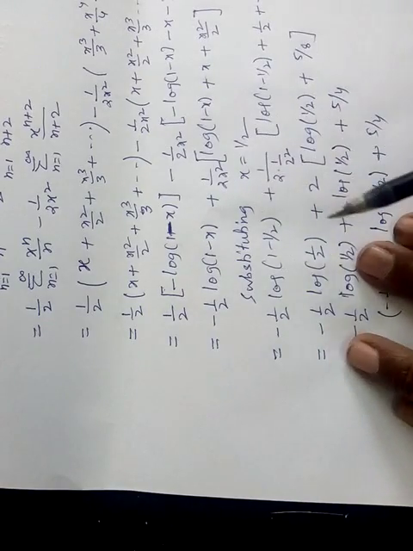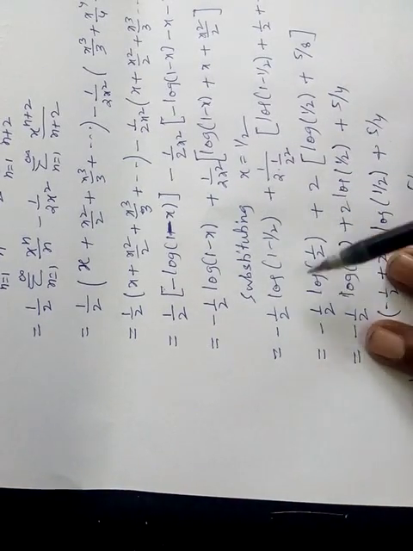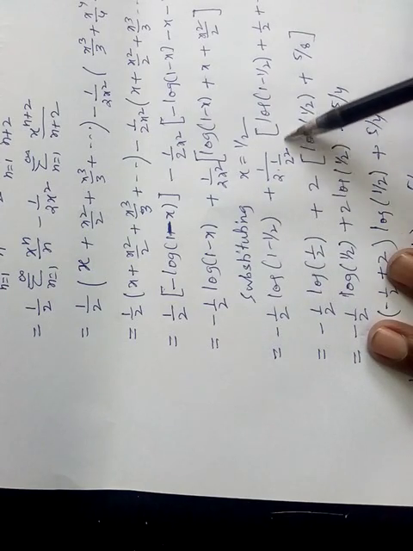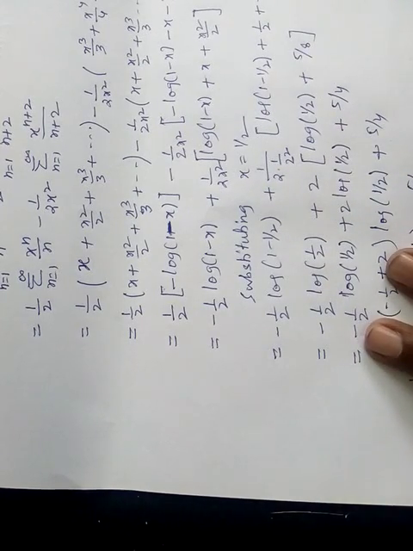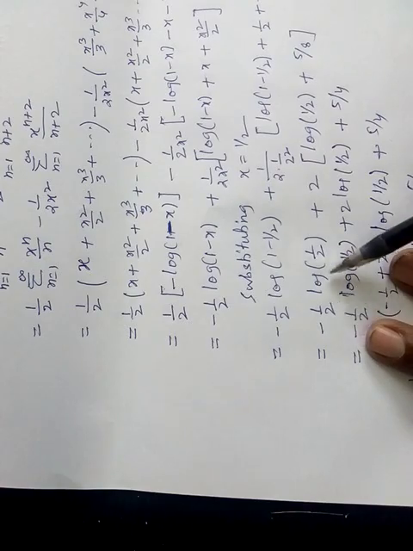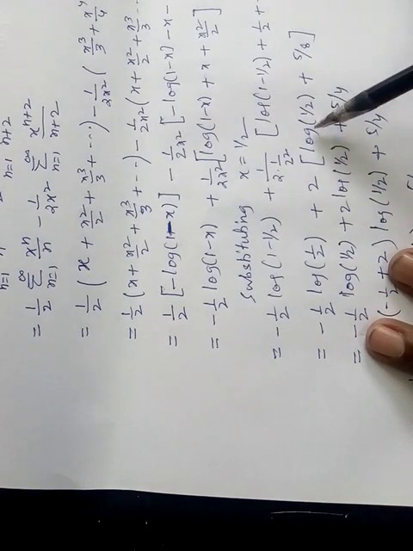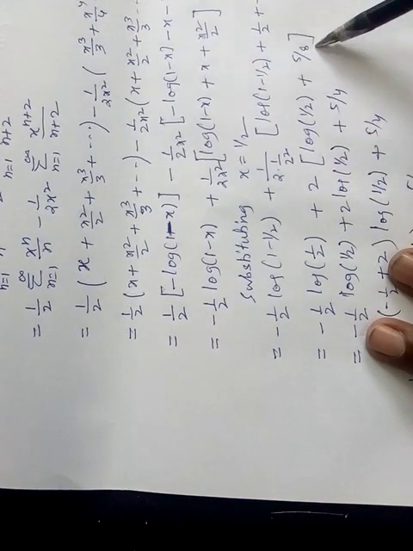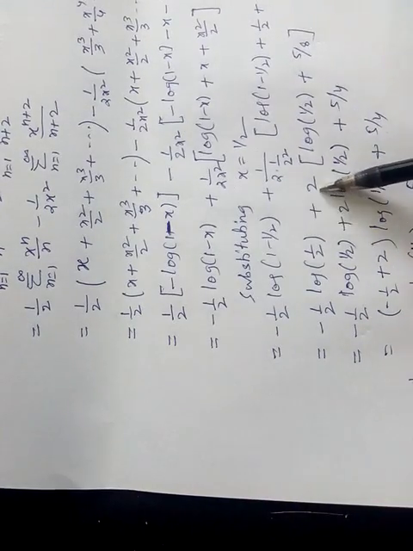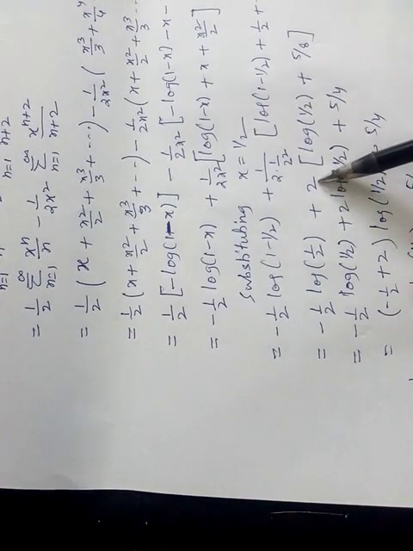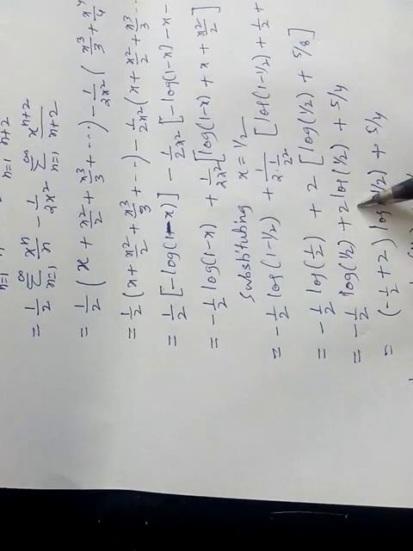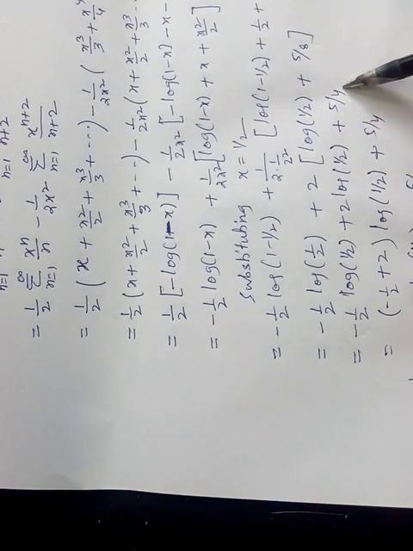Now take the x value 1 by 2, substitute x value 1 by 2. Substituting x value 1 by 2, you will get this, and simplify this one. You will get minus 1 by 2 log 1 by 2 plus 2 into the bracket log 1 by 2 plus 5 by 8. Now multiply these two, multiplying the outside 2 you will get 2 log 1 by 2 plus 5 by 4.